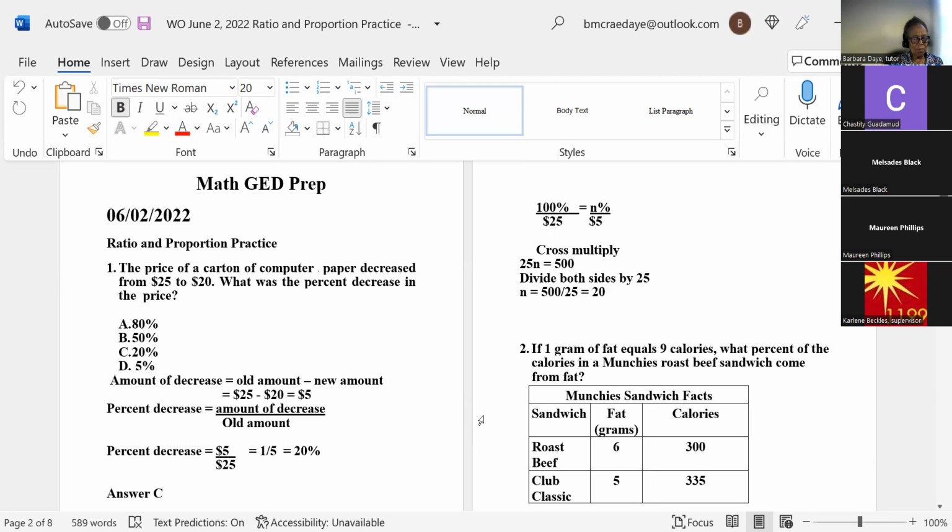Ratio. Yeah. Well, in the ratio, 100% is these $25. That's before the decrease. And then the n percent is the difference. If you had put the 20 here, you would have gotten 80. Then you have to subtract that from 100 and get 20. But just put the difference right here and you'll get the 20.